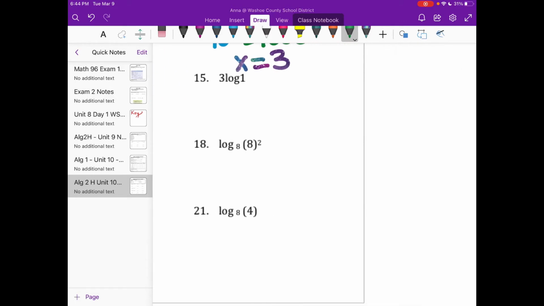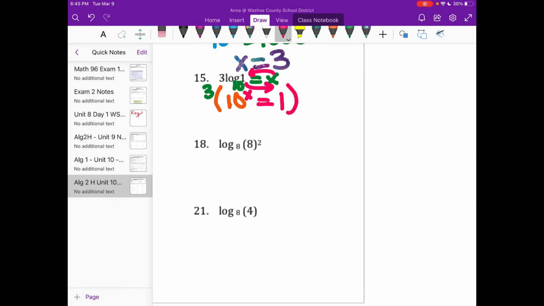Okay. Number 15 is kind of weird because we have this 3 in the front. We are just going to kind of ignore the 3 for right now. We will work on it later. So the 3 is just going to hang out. Now remember that our log has a base of 10 because you can't see it, and we're going to put it equals to x. So we are going to go ahead and change this to exponential form. So my base stays the base, so 10 is the base. Other two guys, let's switch those. So 10 to the x equals 1.